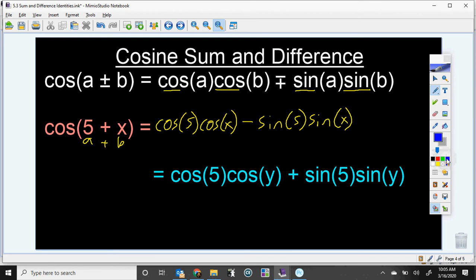And then, well, what if I try to go backwards? So I have cosine, cosine, sine, sine, so that's how I know it's a cosine one. This is a plus sign here, which means that I have to have a minus sign over here. My A is 5, my B is y. So this is going to be cosine of 5 minus y.